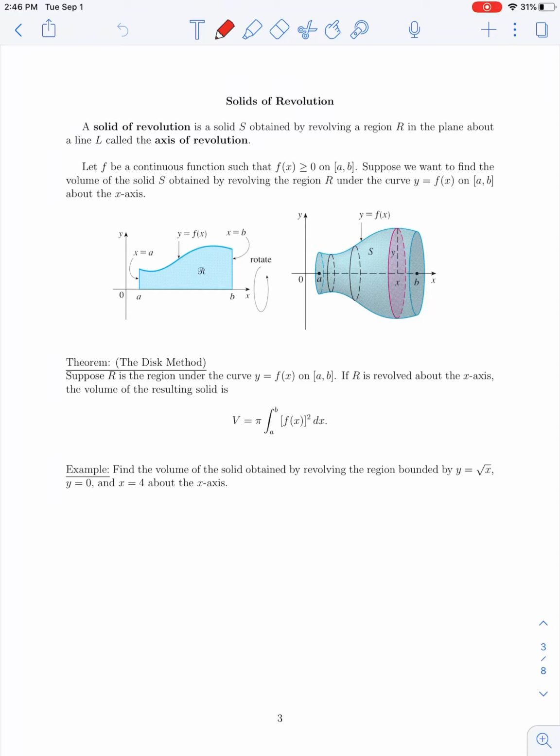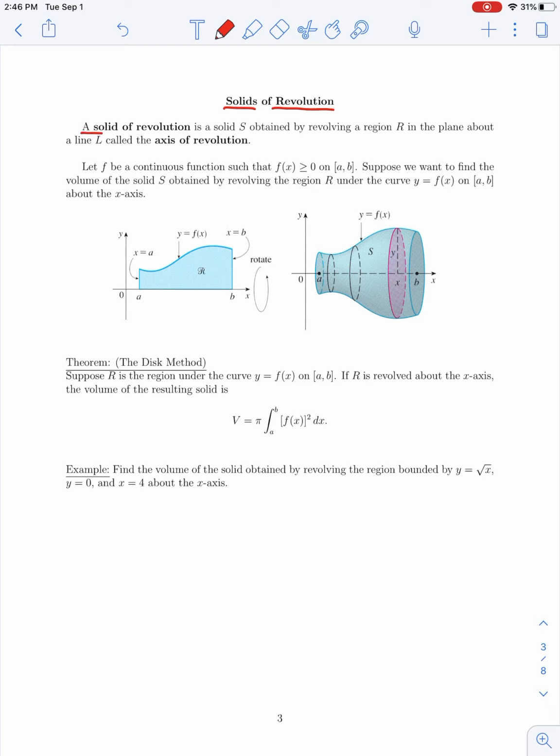Okay, in this lecture we're going to continue moving through our section 2.2 material on the volumes of solids by slicing. And the next type of solid that we're going to talk about is known as a solid of revolution. So let's define first off what a solid of revolution is, and then look at our first method of determining the volume of a solid of revolution.